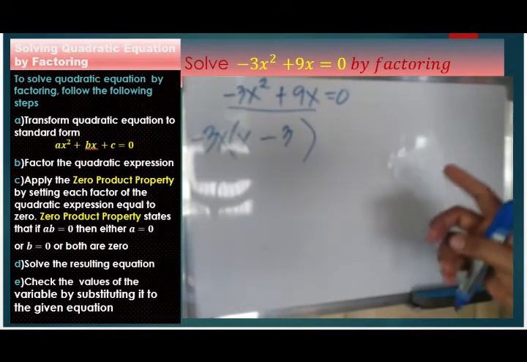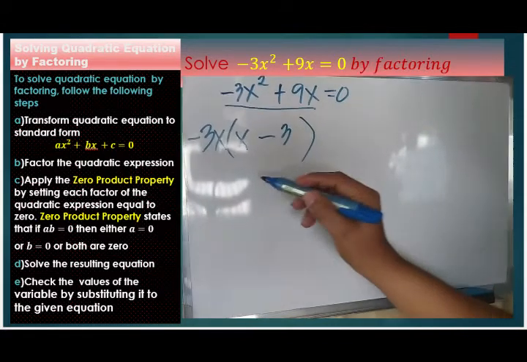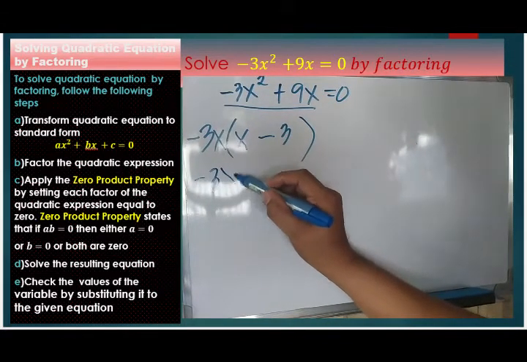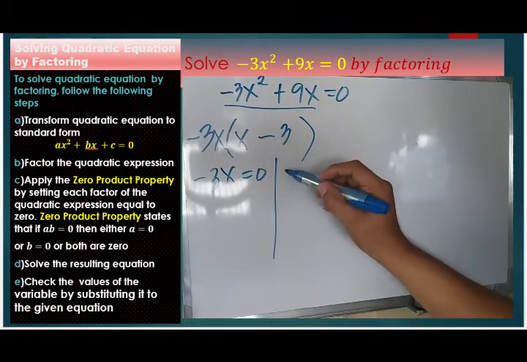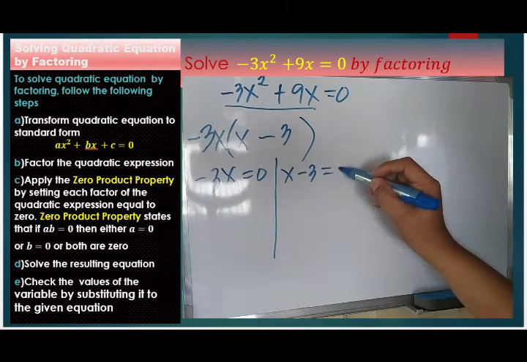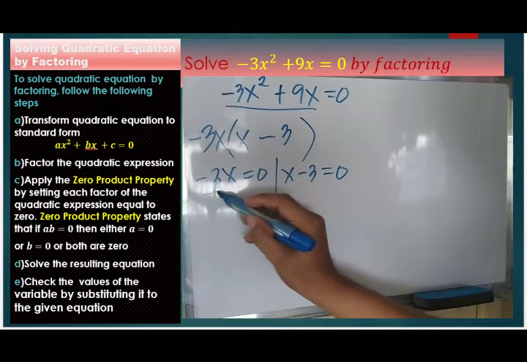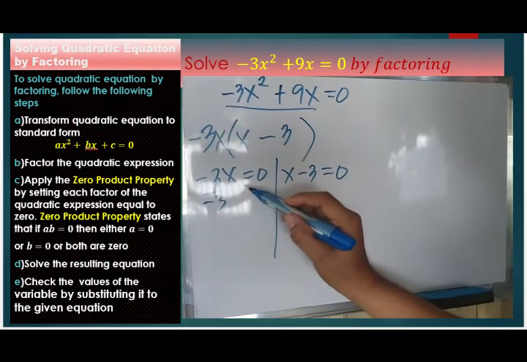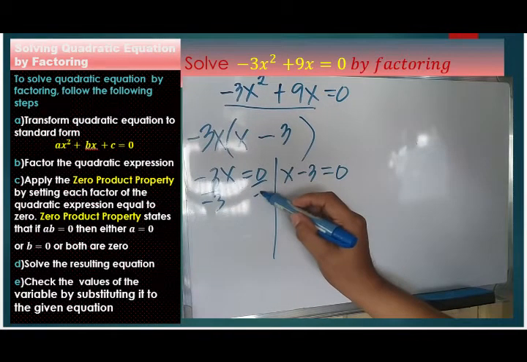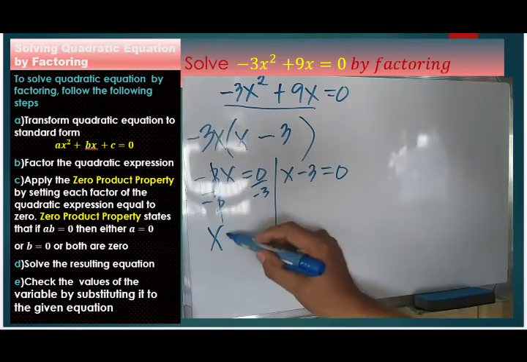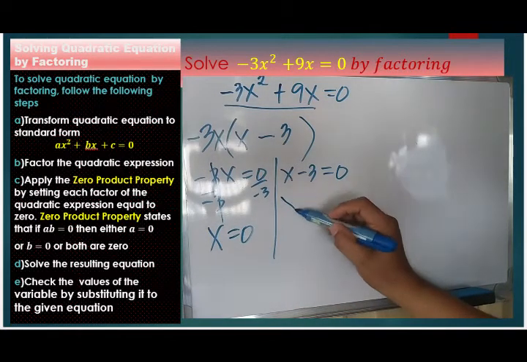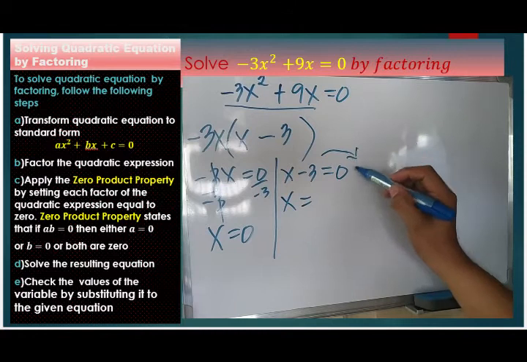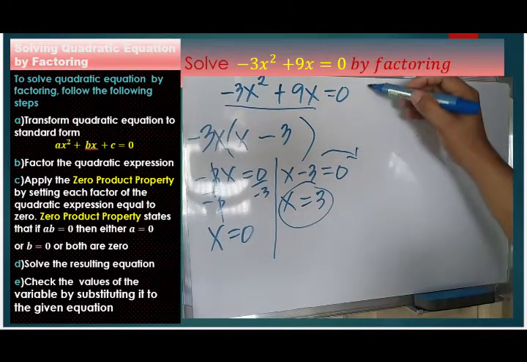And then, apply the zero product property. So you have negative 3x is equal to 0 and x minus 3 is equal to 0. Solving for x, divide both sides by negative 3. Therefore, your x is equal to 0. And for this one, x is equal to positive 3. Do the checking.